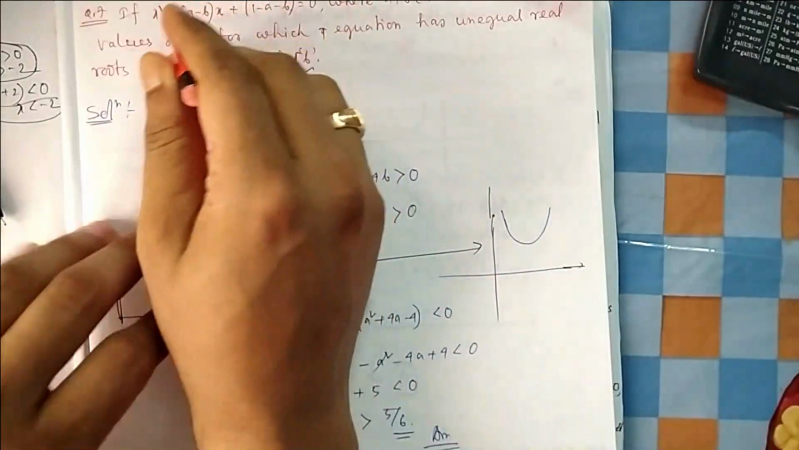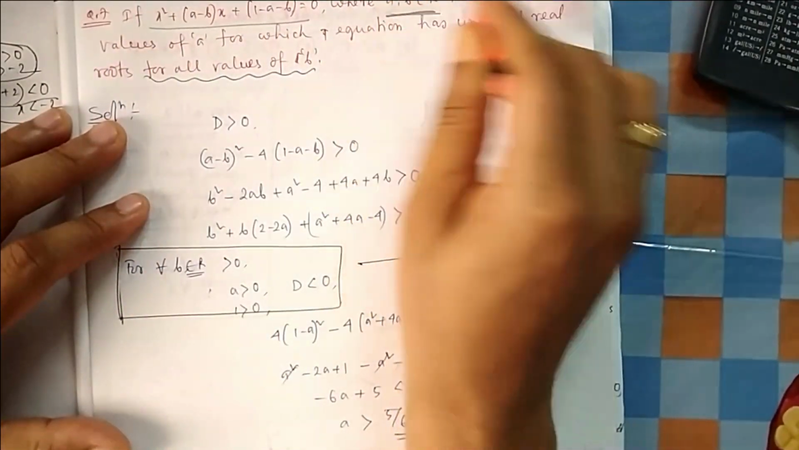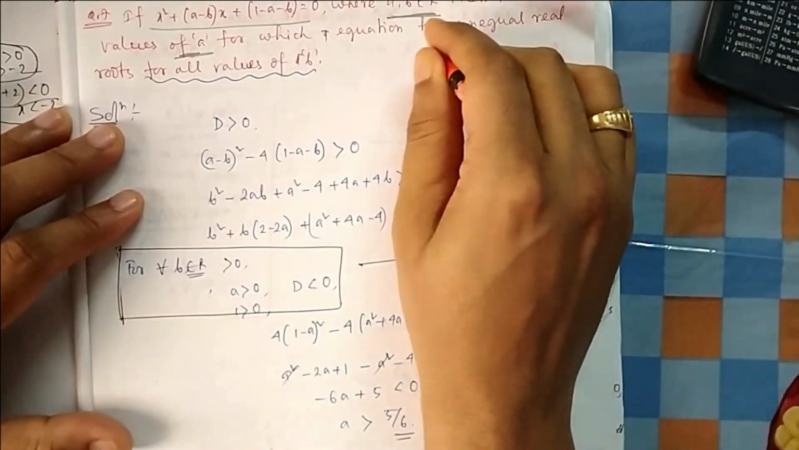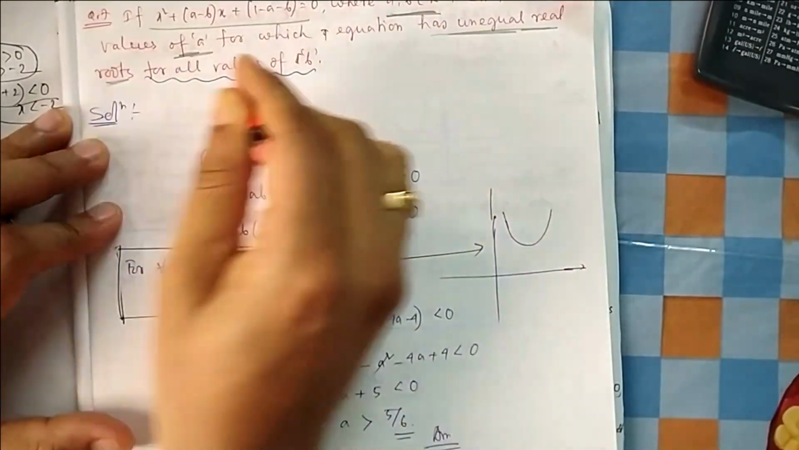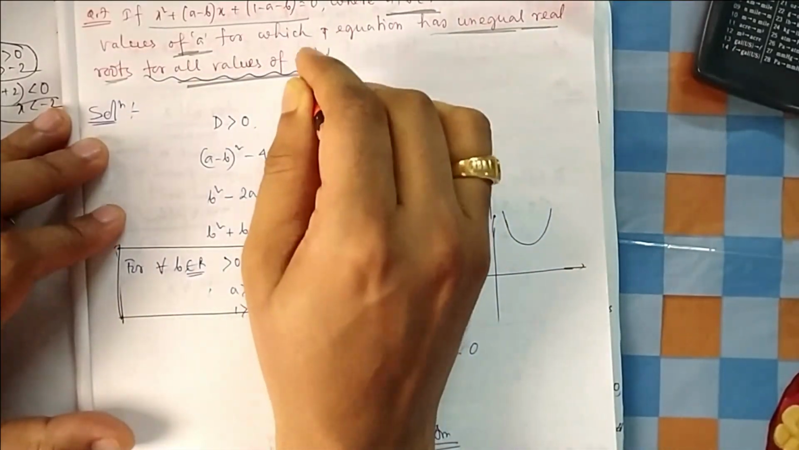So this is, if x square plus this equation is given to you, where A and B are real numbers, then find the values of A for which the equation has unequal real roots for all values of B. This is a very important statement. For all values of B, that you have to think.